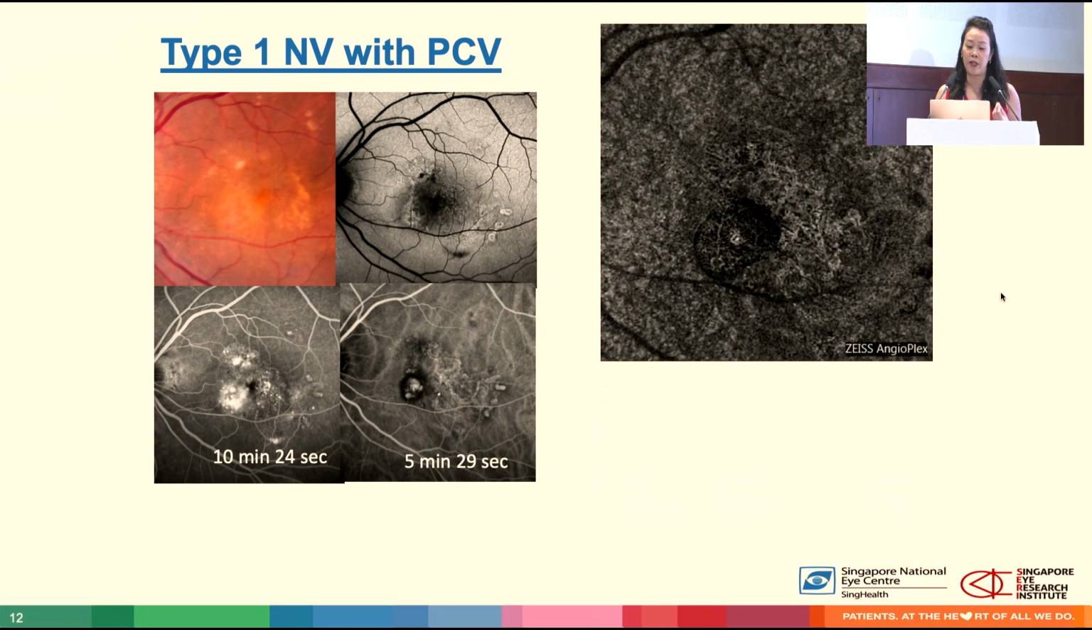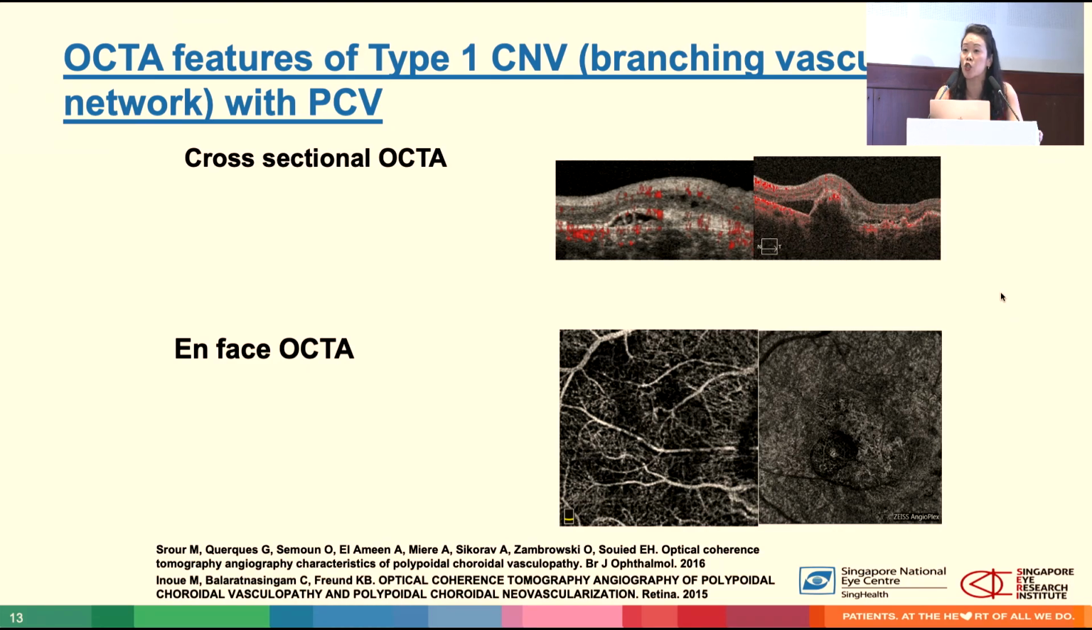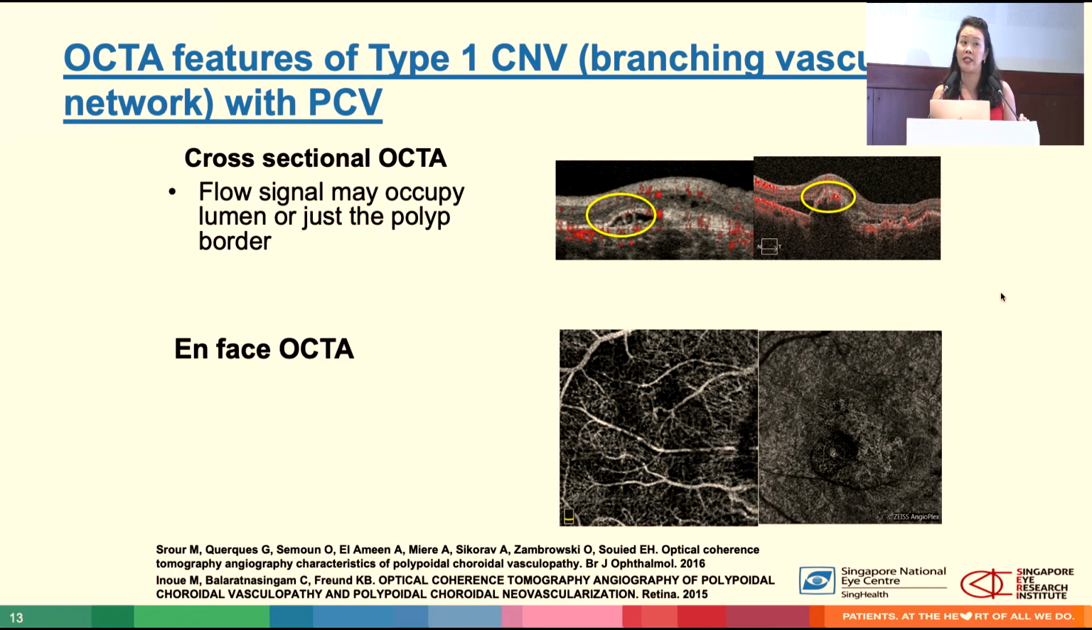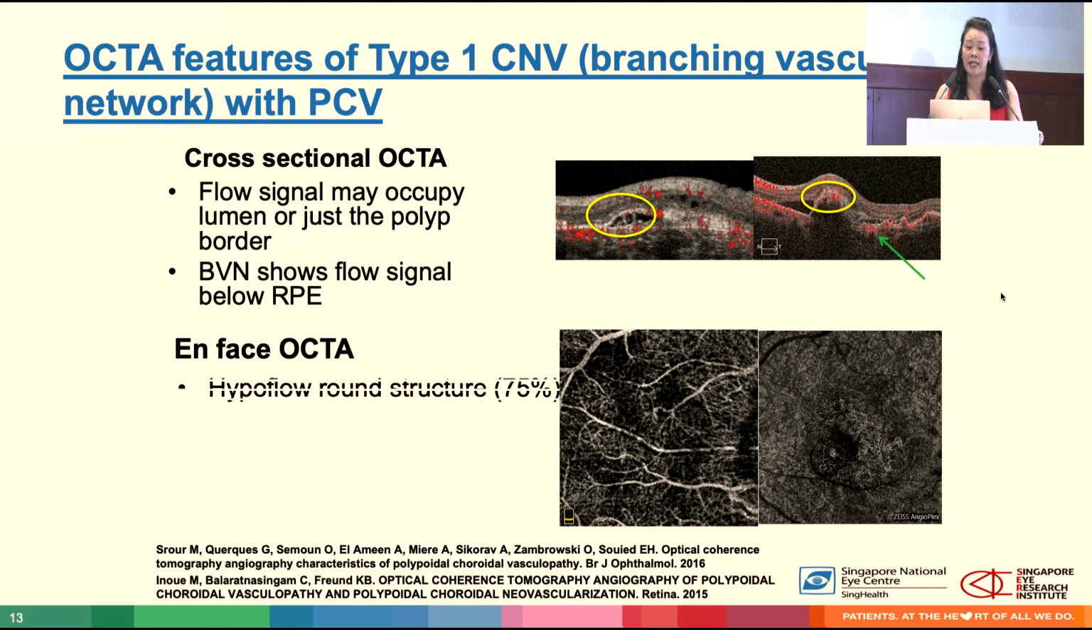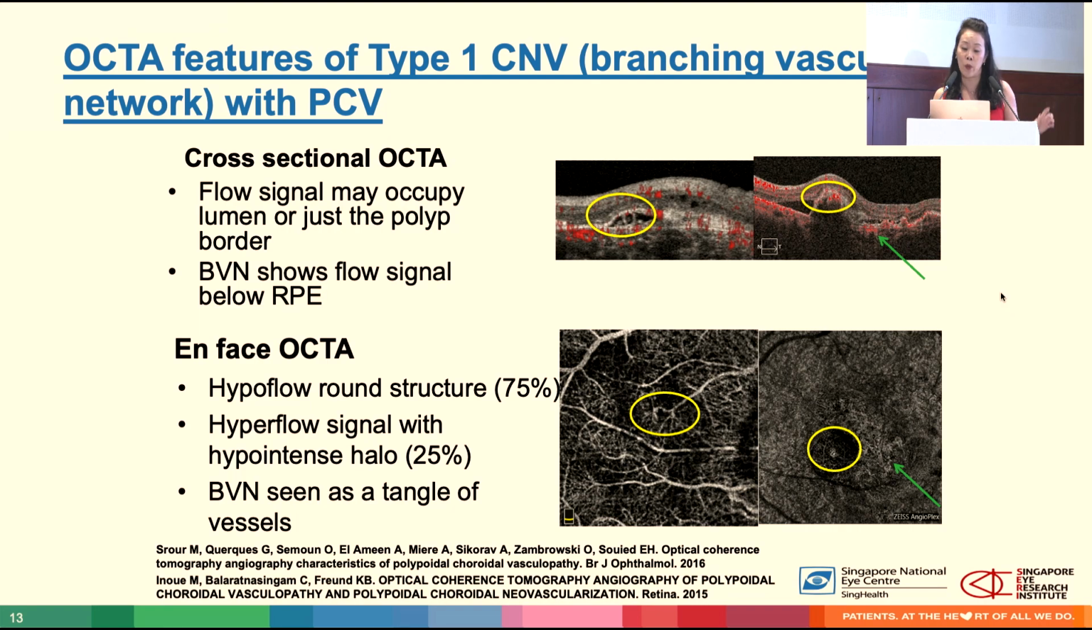Type 1 and PCV is also importantly seen here. You can see a peaked PED and a branching vascular network. The peaked PED is where the polypoidal lesion is, and the branching vascular network is next to it. And we know that cross-sectional OCTA helps us to find the polypoidal lesion. However, en face OCTA can miss the polypoidal lesion in about 75%, and only in 25% do you get to see the hyperflow lesion. However, the BVN is often seen quite well.